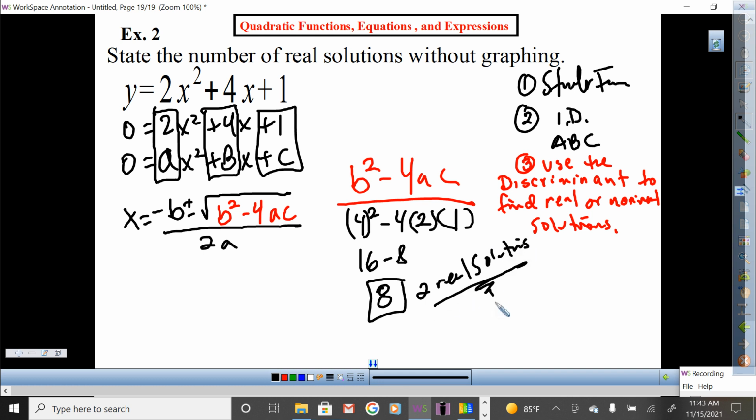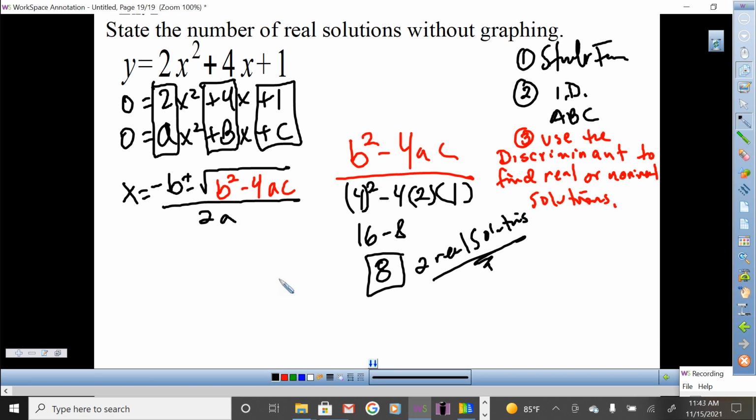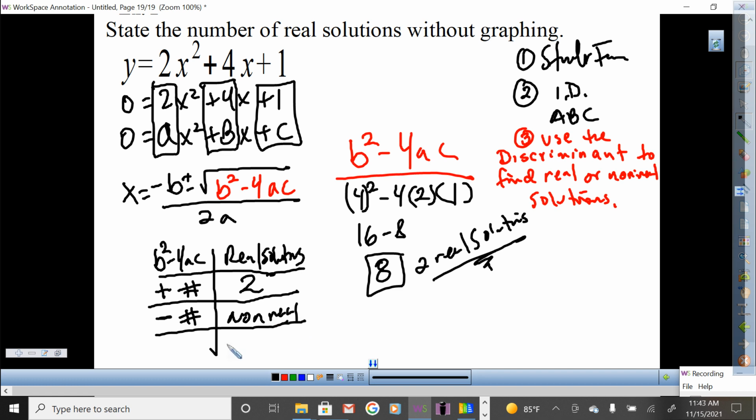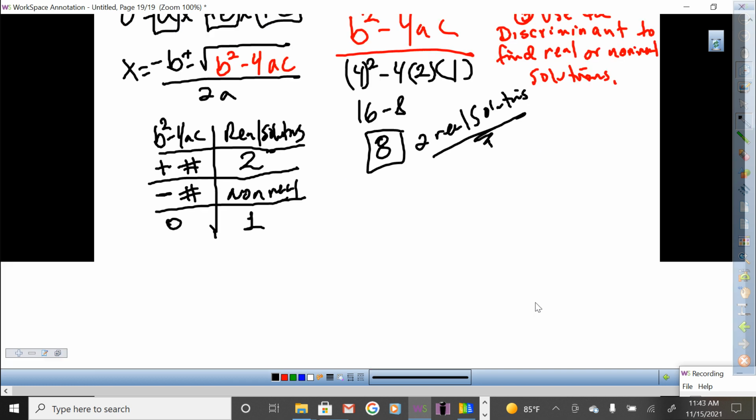And at this point, some of you are like, how does he know? Well, let me give you a little table, a little cheat sheet, here it goes. If you use the discriminant b squared minus 4ac to get real solutions, if you end up with a positive number, you're going to have two solutions. If you end up with a negative number, you have non-real solutions. And if you end up with a 0, you end up with one real solution.